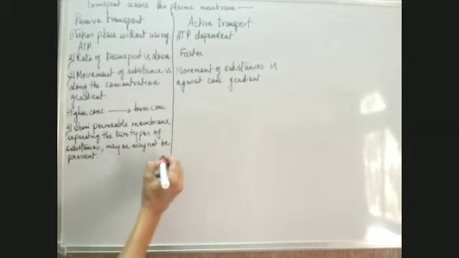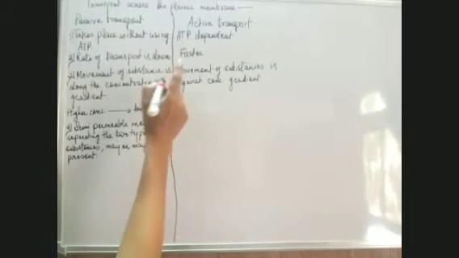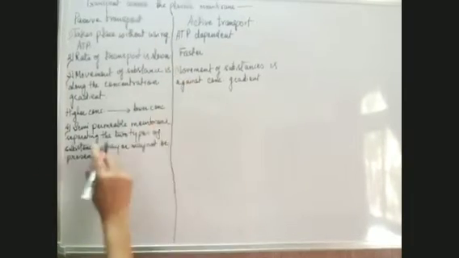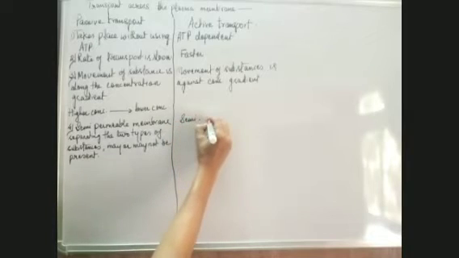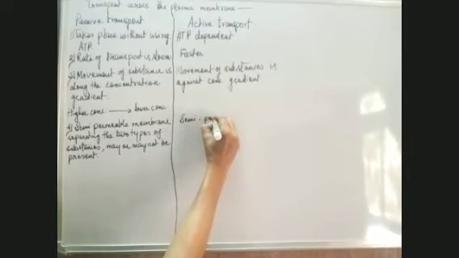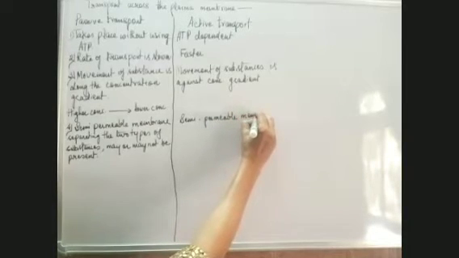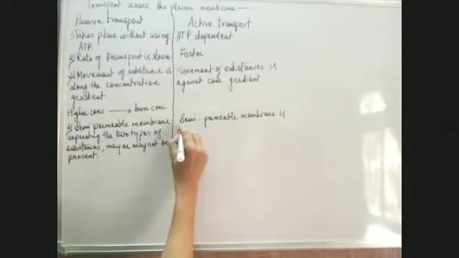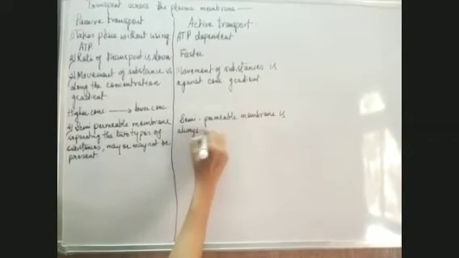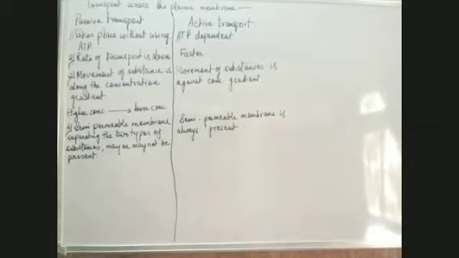Whereas in case of active transport, the semi-permeable membrane is always present. The semi-permeable membrane, which separates the two types of substances, is always present.